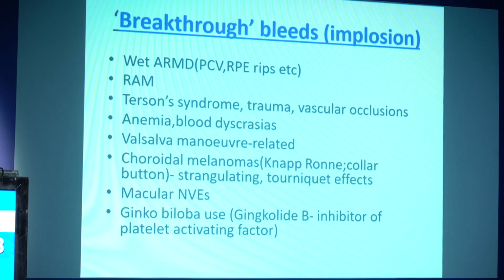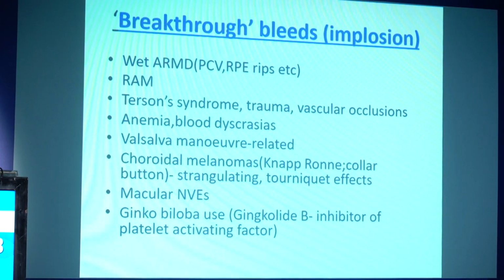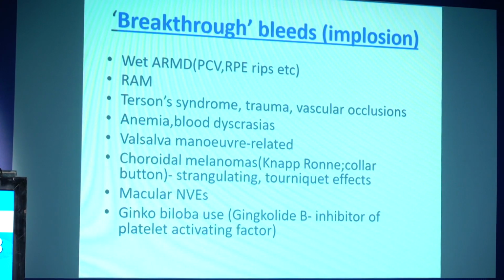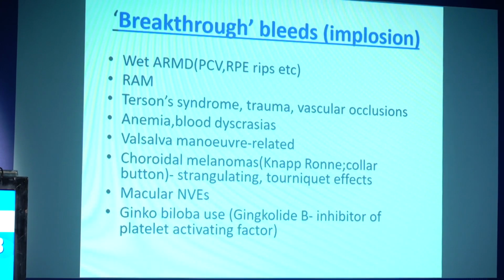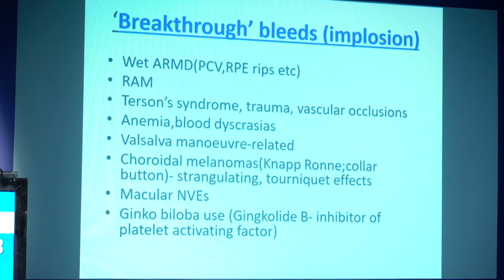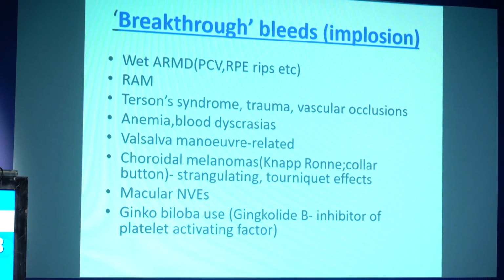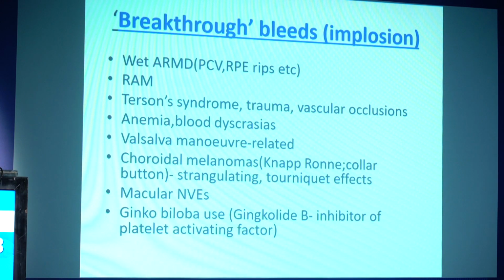Common causes for such an occurrence are wet ARMD, and broadly in wet ARMD, PCV and RAP rips are the main causes for such breakthrough bleeds. Retinal arterial macroaneurysms, Terson syndrome, which has been alluded to, blood dyscrasias, and Valsalva maneuver related vitreous hemorrhages, although they may not strictly be macular related.